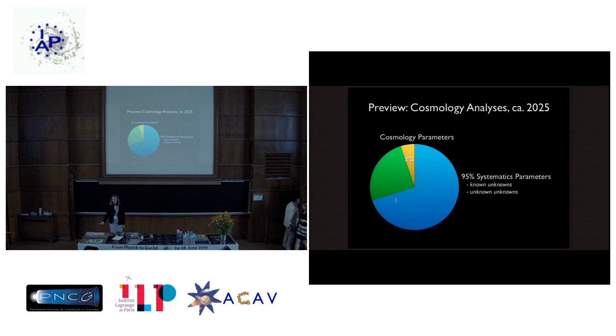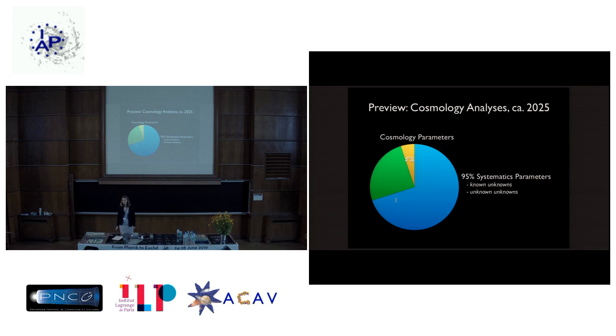Let's start a cosmology talk, as always, with a pie chart. This is my optimistic view of cosmology analysis in about 2025. If we do our homework right, then hopefully we will have about 5% of our parameters that are cosmology parameters, and the remaining 95% will be systematics. These come in the form of known unknowns, things like galaxy bias that we know exist already, and we just need to self-calibrate their values from the data, and unknown unknowns that will come as surprises as we open up the actual data. In this talk, I'll give you an overview of how we prepare for that and get ready to make sense of unknown unknowns.